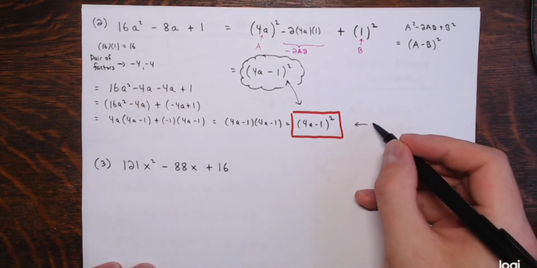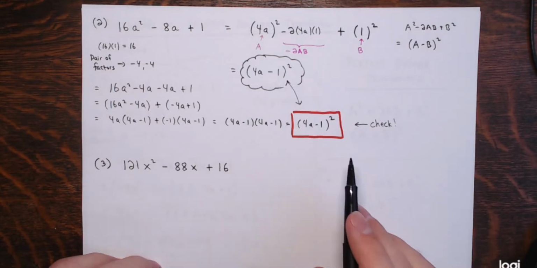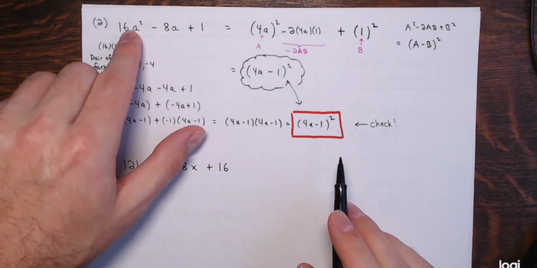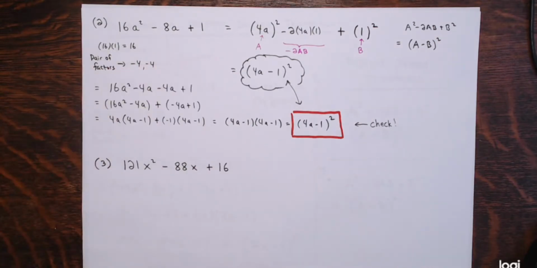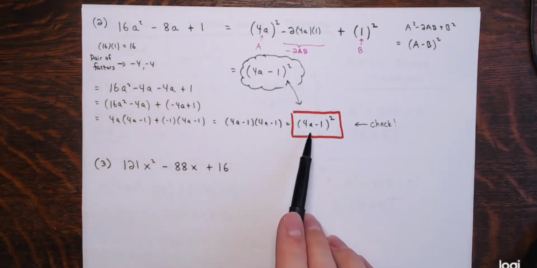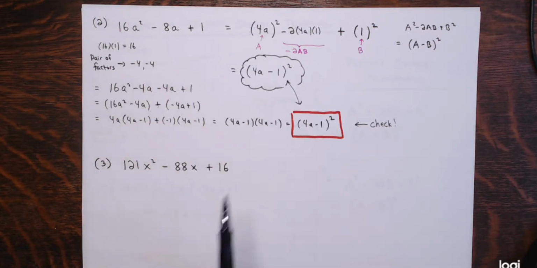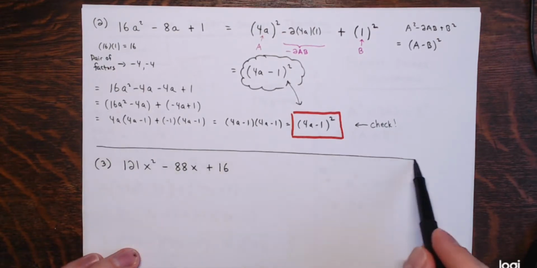And once again, don't forget to check your result. Take 4a minus 1 and multiply it by 4a minus 1 and see that you get 16a squared minus 8a plus 1 back. And you should. Also, you can verify that the expression that I started with and the expression that I ended with should have the same value no matter what you plug in for a. But I'll leave it to you to test that out.